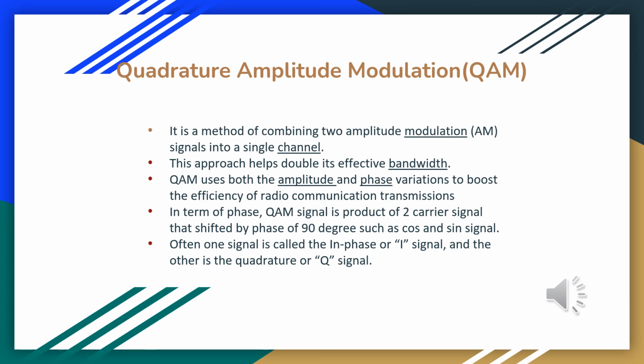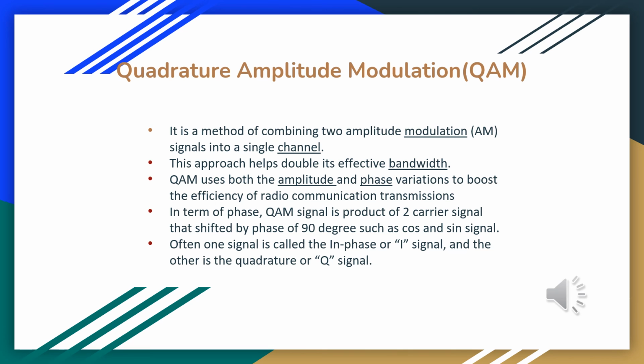It is a method of combining two amplitude modulation signals into a single channel. This approach helps double its effective bandwidth. Which is better? Quadrature amplitude modulation uses both the amplitude and phase variations to boost the efficiency of radio communication transmissions. In terms of phase, the quadrature amplitude modulation signal is a product of two carrier signals shifted by a phase of 90 degrees, such as cos and sin signals. Often one signal is called the in-phase or I signal, and the other is the quadrature or Q signal.